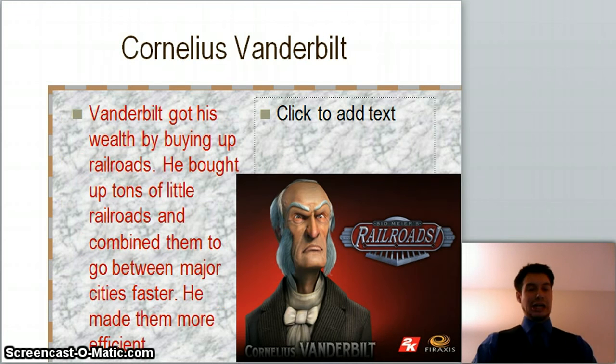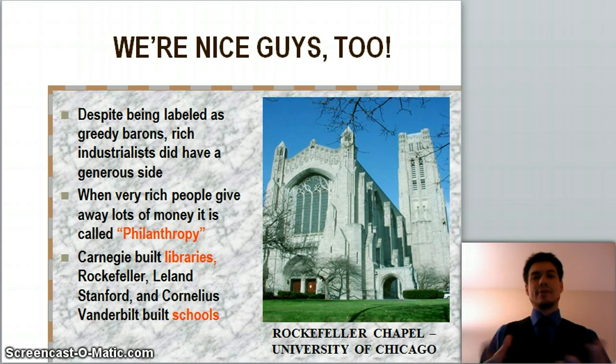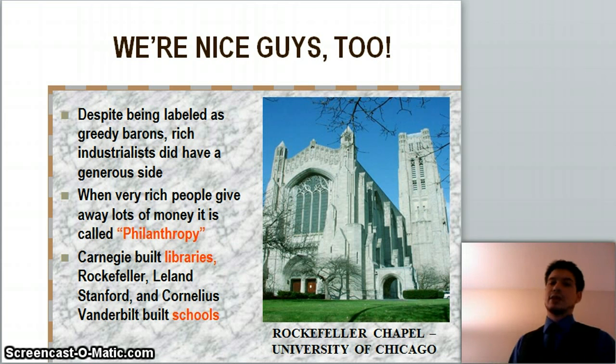Now, Cornelius Vanderbilt, he got his wealth by buying up all the railroads. He buys up tons of these little railroads and combines them between each other to connect major cities, basically making transportation faster. And he made them more efficient as well. But there were nice guys too. These big barons, these greedy barons, of course, had a generous side.